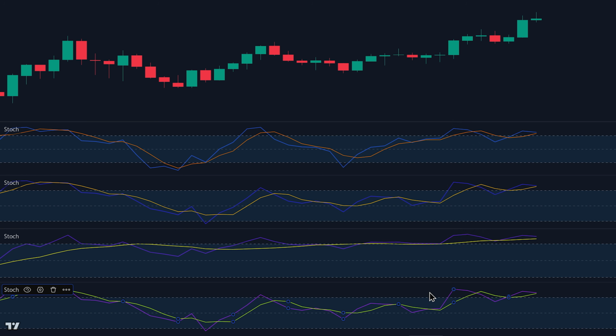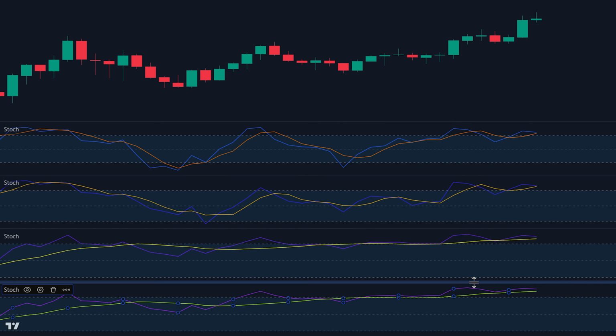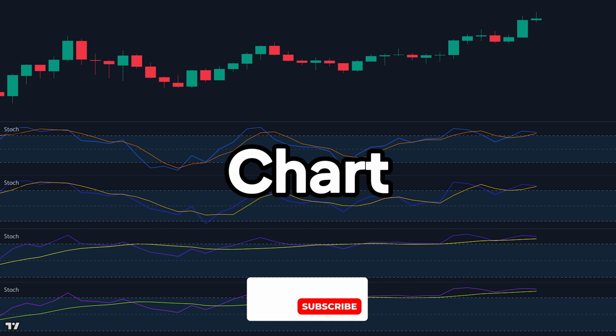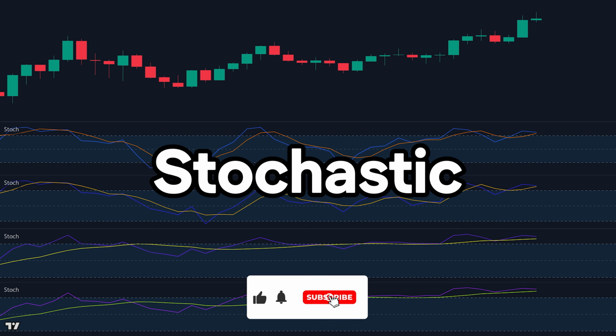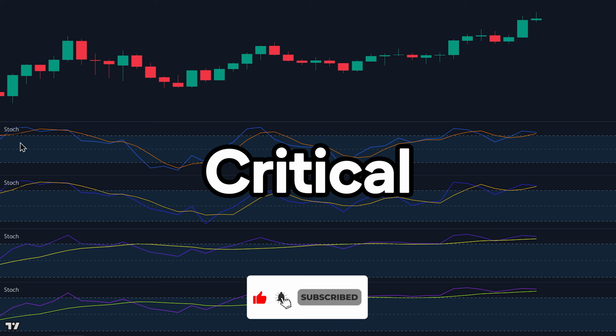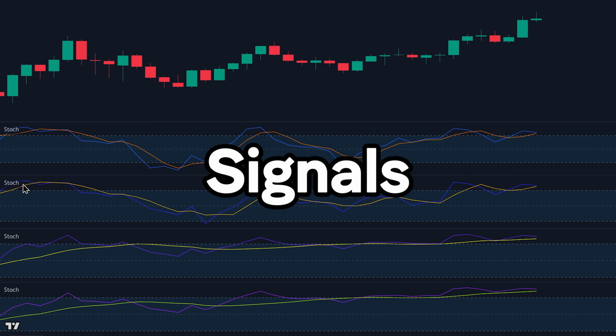Apply these changes and close the settings menu. With these 4 instances on your chart, you are now able to see the different stochastic readings at once, which will be critical in confirming our trade signals.